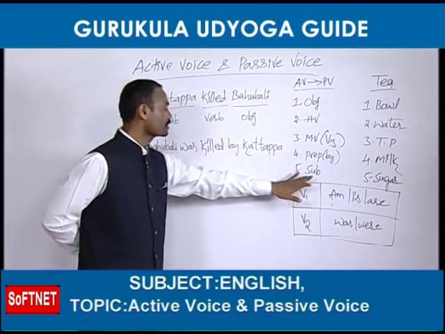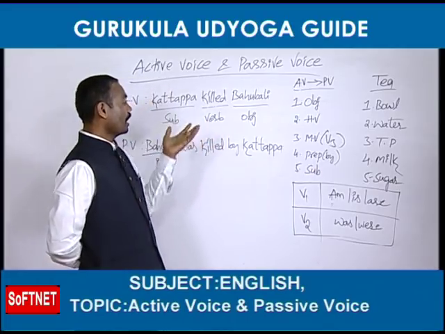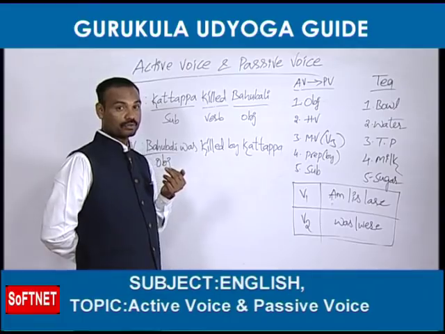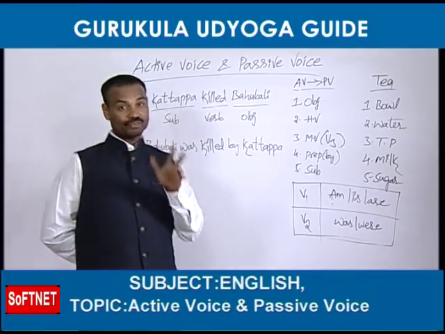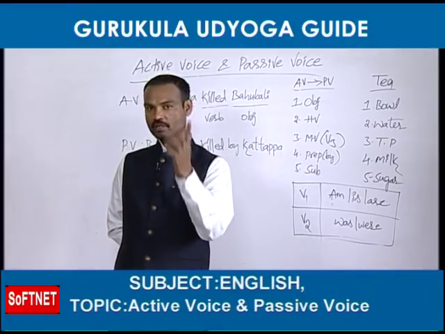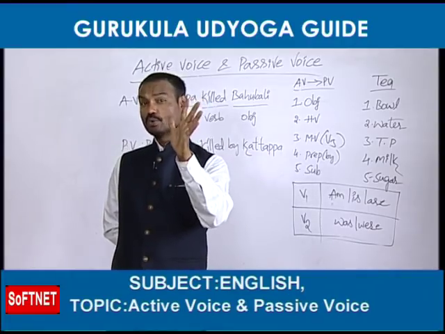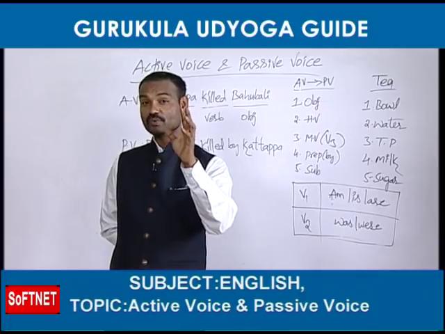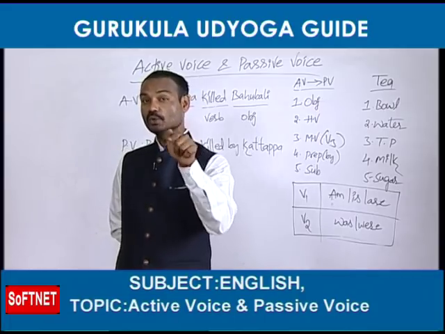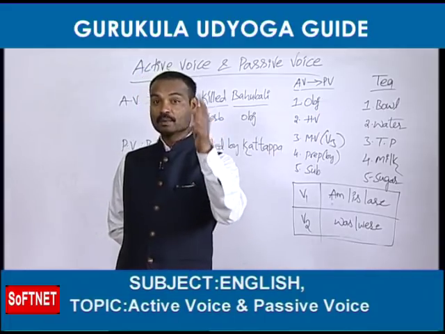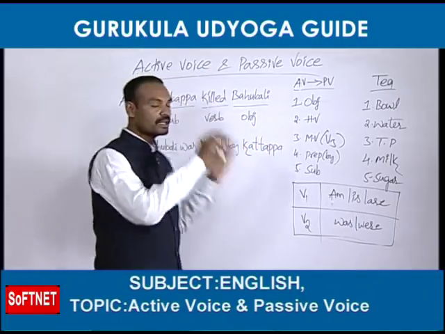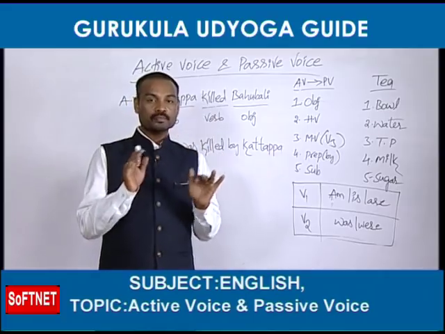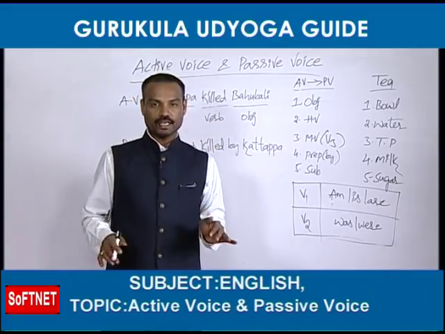Next, what last? Subject. How to find out the subject? If you want to catch the subject also, you should go to the verb. After going to the verb, you should ask a question with who: who killed? Whenever you ask a question with who, you will get one answer. That coming answer is called the subject. Fine friends, this is the process of changing active voice into passive voice.